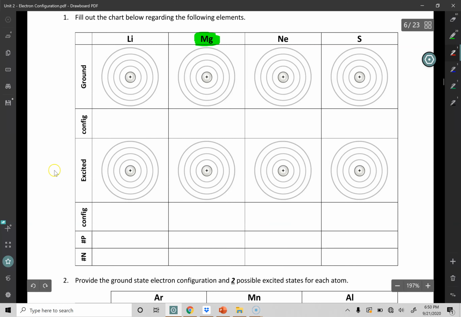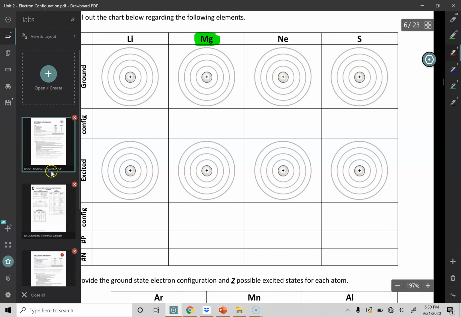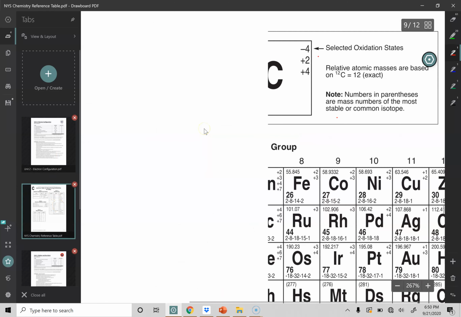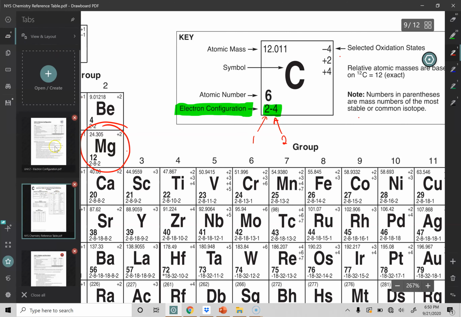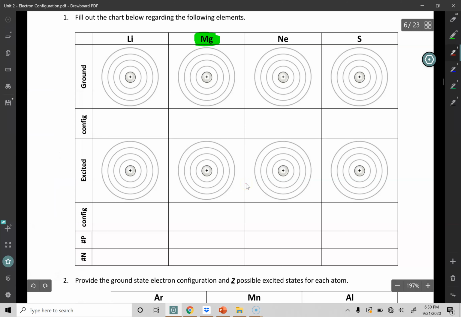I'd want to go back and look at my periodic table, find magnesium. Here's magnesium right here. It's got the electron configuration 2-8-2 in the ground state. That is the only ground state for magnesium. So I'm going to go ahead and start to fill in my energy levels. We can just use dots to represent the electrons. There's 2. They tend to come in pairs.